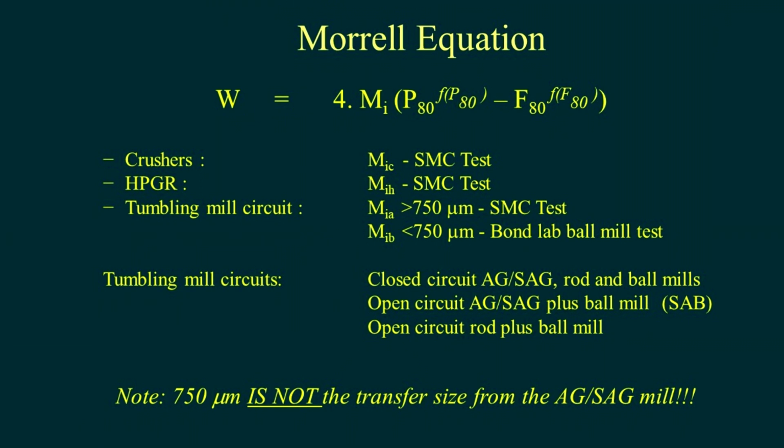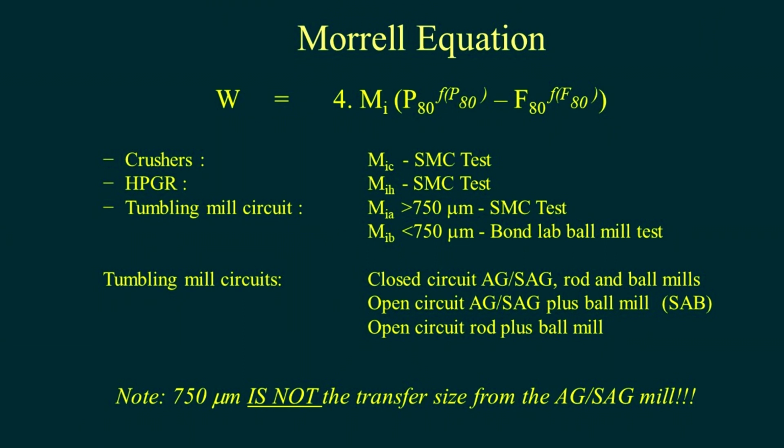I subsequently kept to the M, and the SMC test gives you an MIC, that's for crushing and HPGR. It gives you an MIA for a tumbling mill circuit for coarse grinding, say down to 750 microns. And from the Bond ball mill work index test, the raw data, I put an equation together, which I'll show you in a minute, to get something called an MIB, which is for secondary grinding, or ball mill grinding. So I divided grinding into coarse and fine.